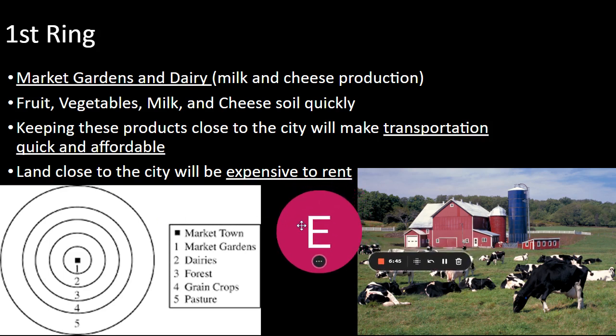But the last thing is the land close to the city is going to be what? Expensive to rent. So the bid rent theory, right? Yes, full circle. Trust me when I tell you this bid rent theory is not going to go away. It comes back in the next unit when we talk about city planning.